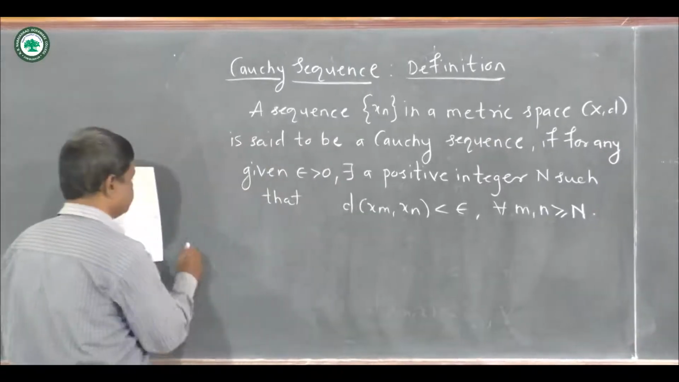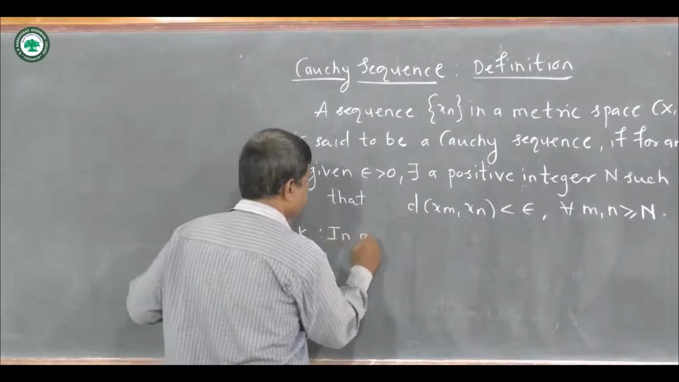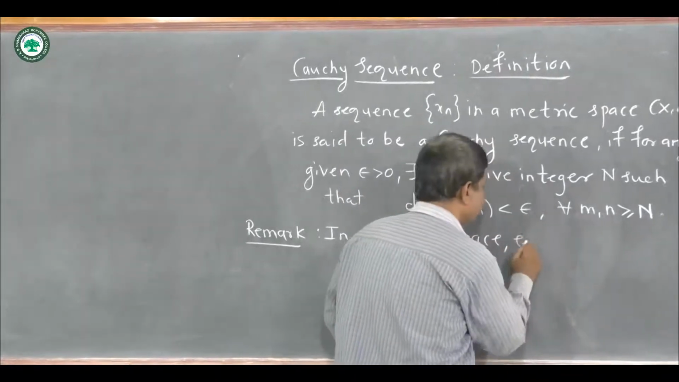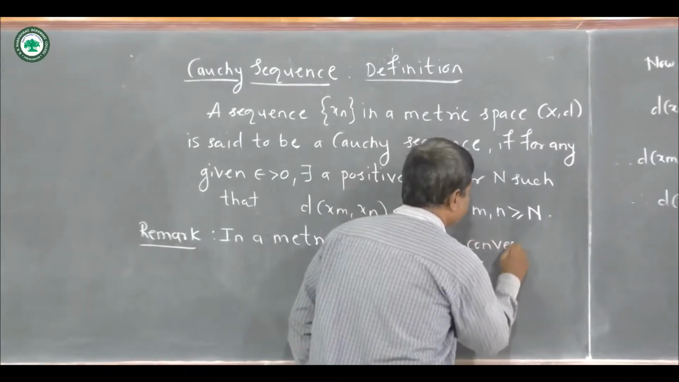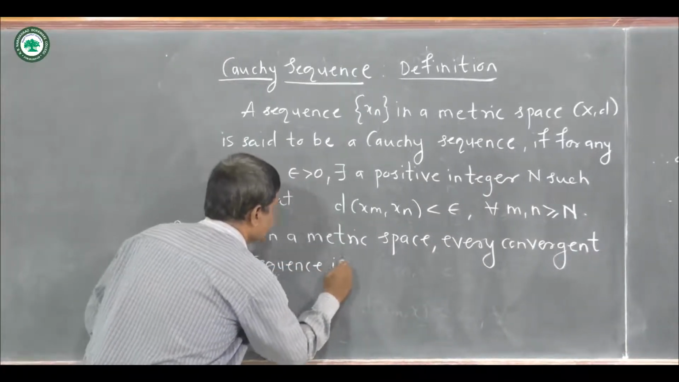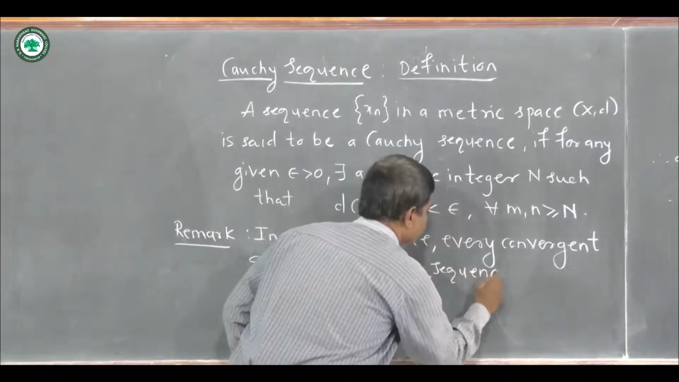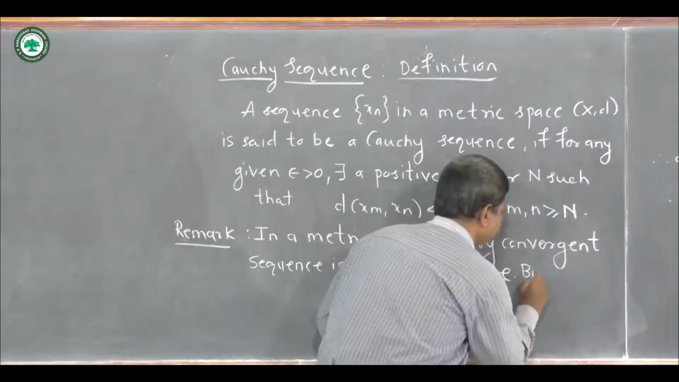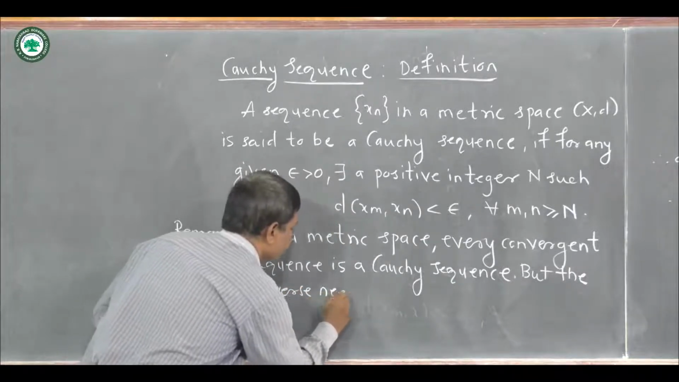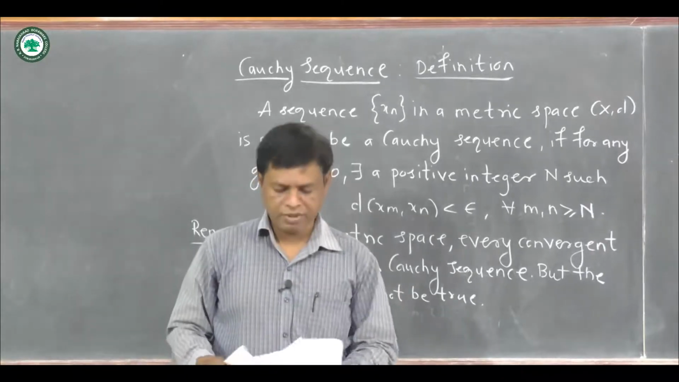So the remark is that in a metric space every convergent sequence is a Cauchy sequence, but the converse need not be true, because we are going to see these examples.